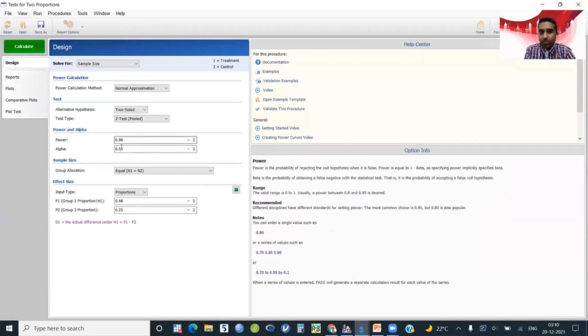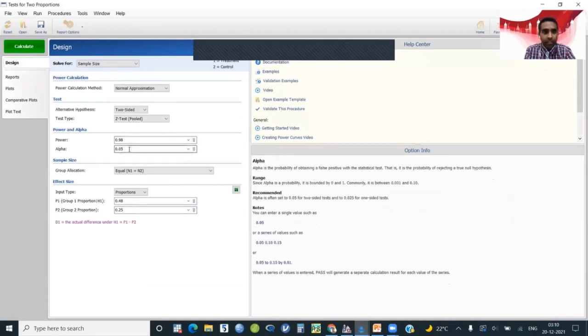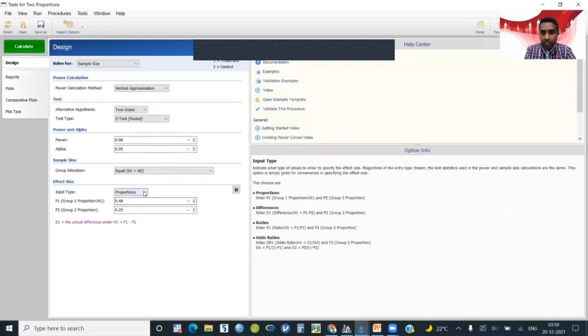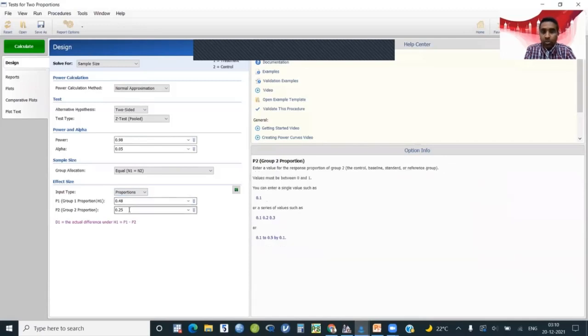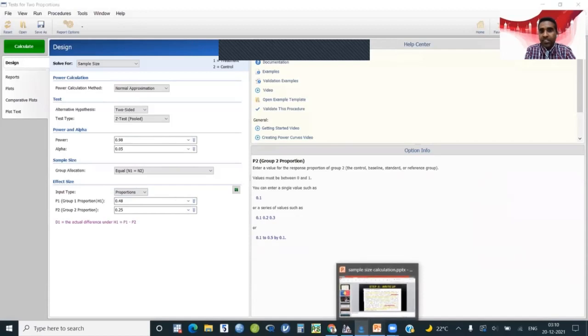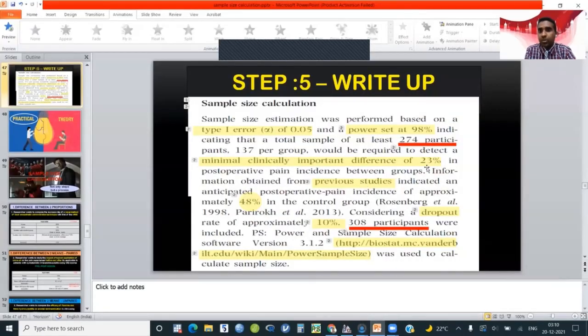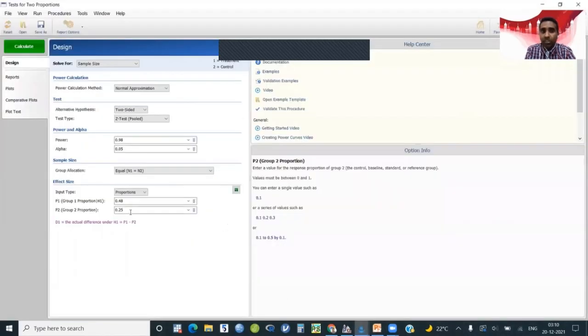So 98% is power, 5% is your alpha error, and based upon the proportions, 48% is the pain incidence in group 1 and 25% is the pain incidence in group 2. How is it 25%? 48 minus 23. They want the minimal difference to be 23. So 48 minus 23 is 25. In other words, they wanted 75% of the treated patients to be pain-free. So 25. Let us calculate.